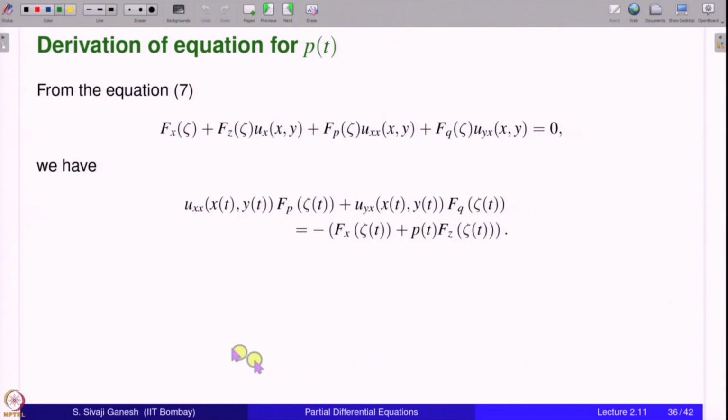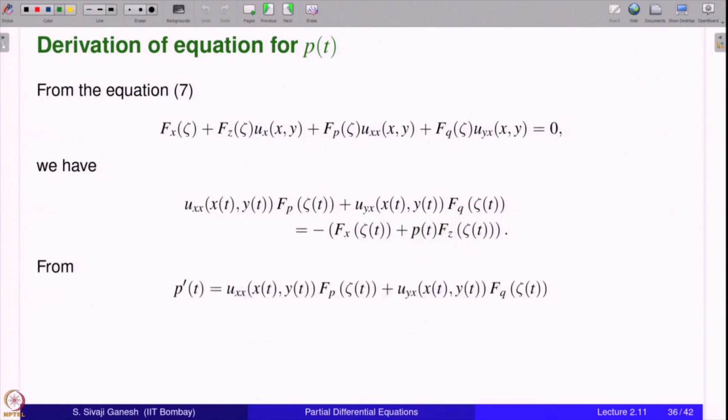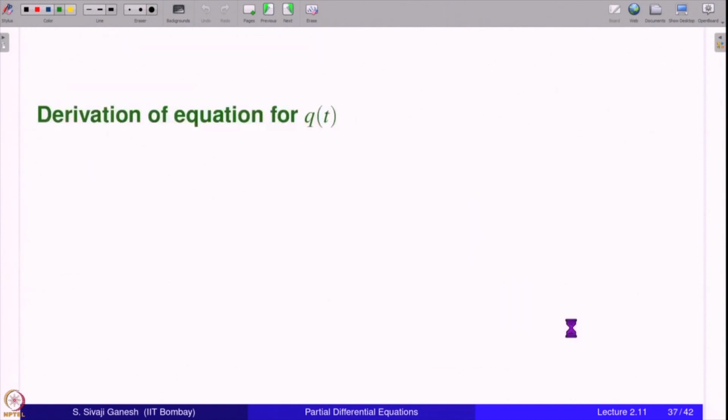So, we solve for that which we do not want in terms of what we know. f x p is what we want to find, f z which we know. Therefore, p prime t becomes p prime t equal to minus f x plus p f z. This is the equation for p prime. Similarly, we do for q.